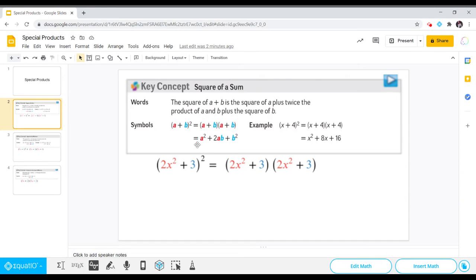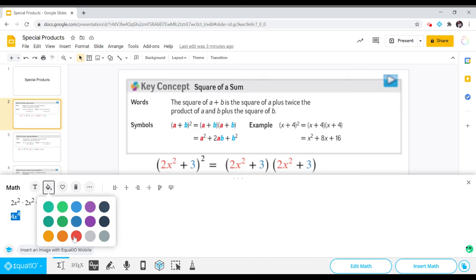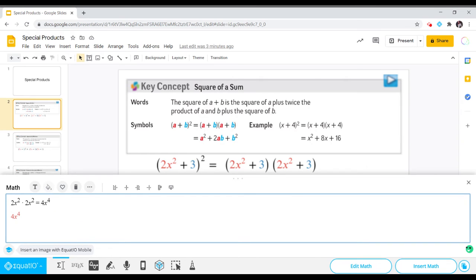So the first thing I'm going to do is square my a term, which happens to be in red here. And if we square our a term, we've got 2x squared times 2x squared. And using your exponent rules, that becomes 4x to the fourth. So I'm going to write 4x to the fourth as the first part of my answer, and now it's used by squaring my a terms.